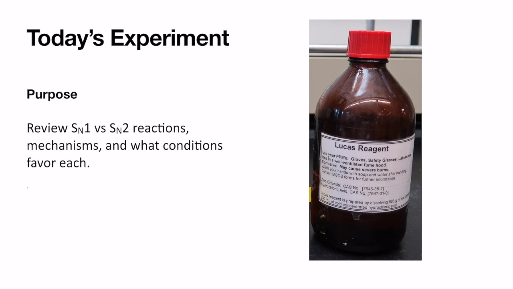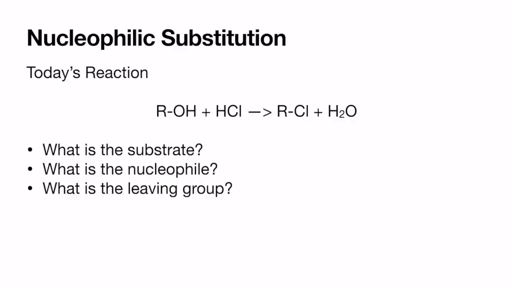Okay, now let's go over today's experiment. The purpose of today's experiment is to review SN1 versus SN2 reactions, their mechanisms, and what conditions favor each. Hopefully you remember that SN1 and SN2 are types of nucleophilic substitution reactions. Today's reaction, ROH plus HCl goes to RCl plus water, is an example of a nucleophilic substitution. And your job is to figure out whether it's SN1 or SN2.